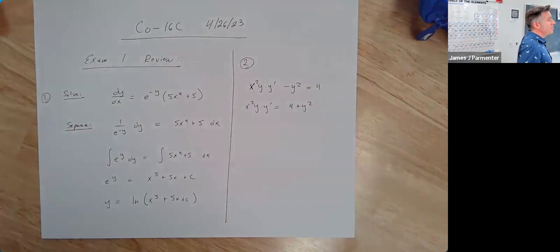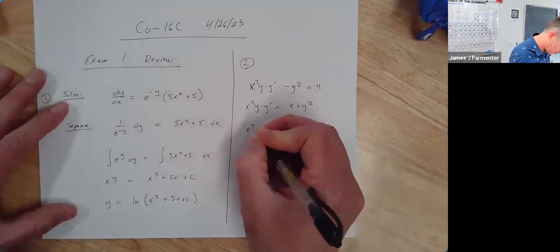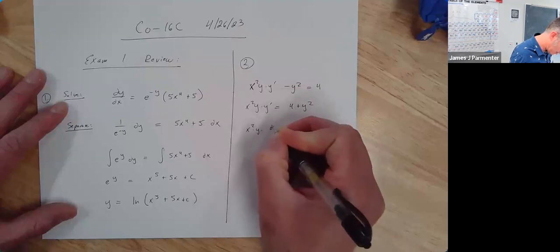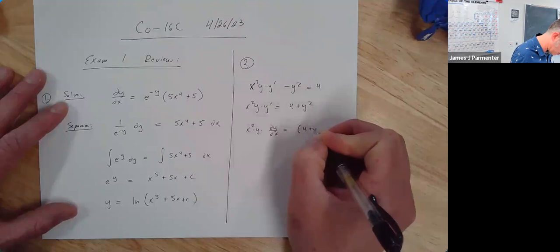So sometimes you can do either thing, right? This one definitely you could separate. You could say x squared times y times dy/dx equal to parentheses 4 plus y squared.